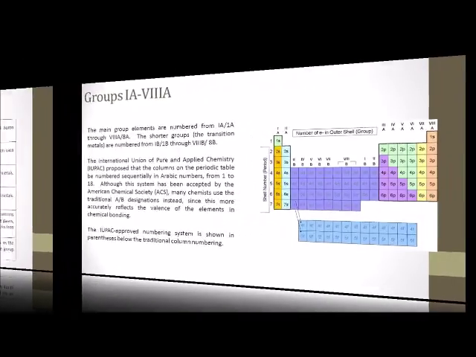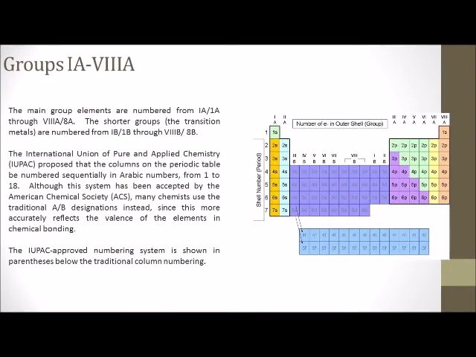Now, metals, nonmetals, and metalloids. Metals are generally shiny, malleable elements that conduct heat and electricity very well. Most of them are solid at room temperature, and they react to form positive ions that we call cations.